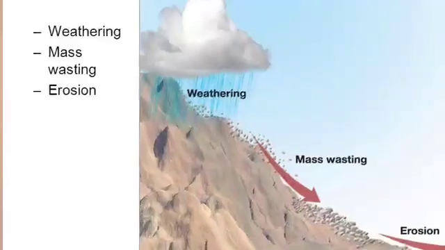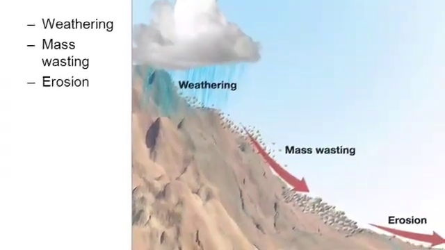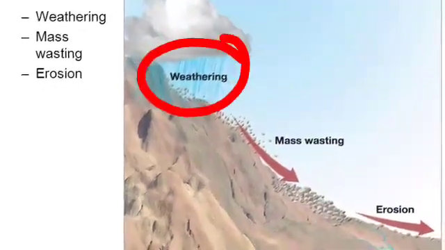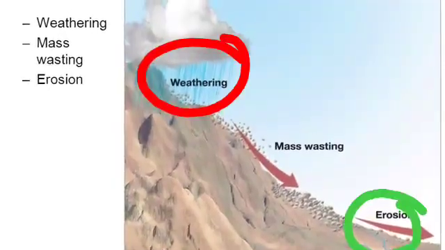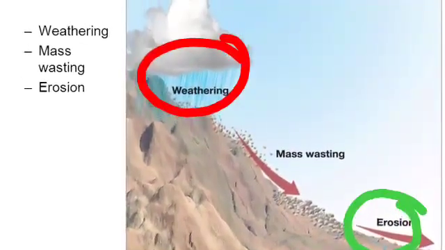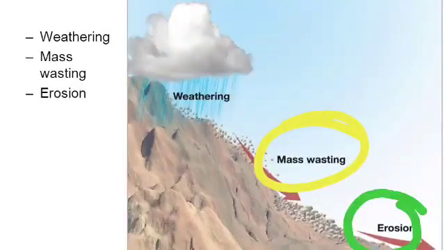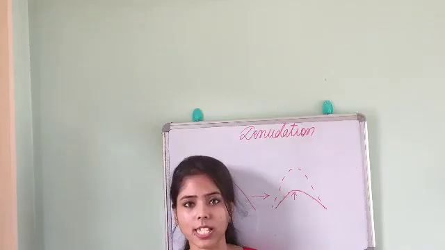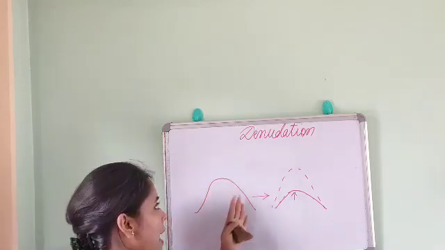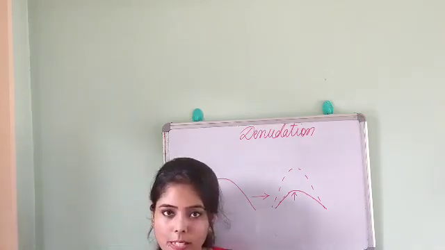Now what are the important processes? Number 1, it is weathering. Number 2, it is erosion. Number 3, transportation. Number 4, it is mass wasting. So these are the general processes which act behind the denudation process.